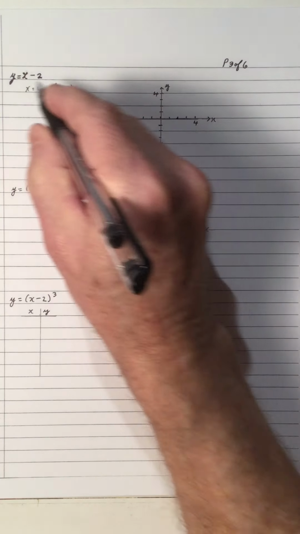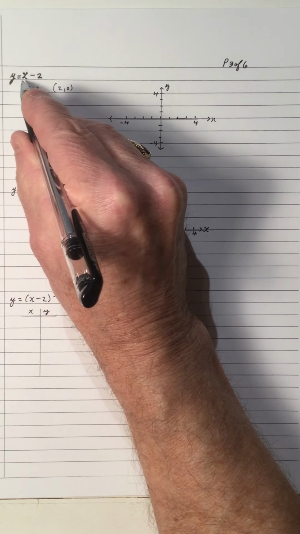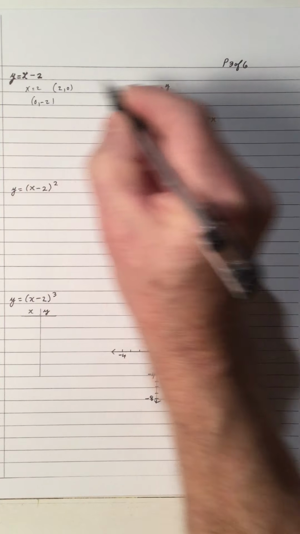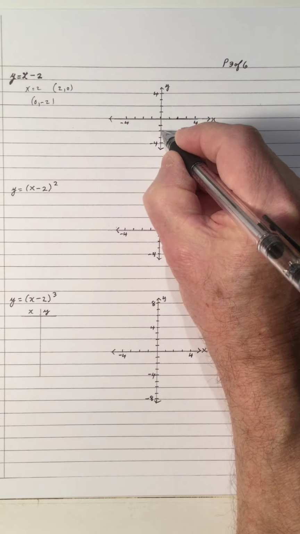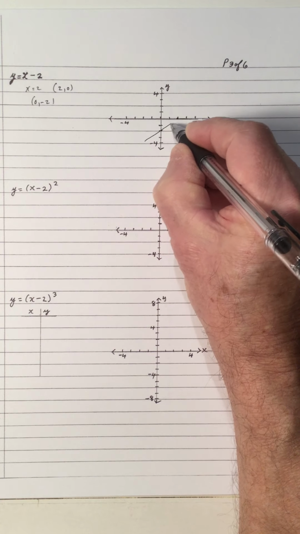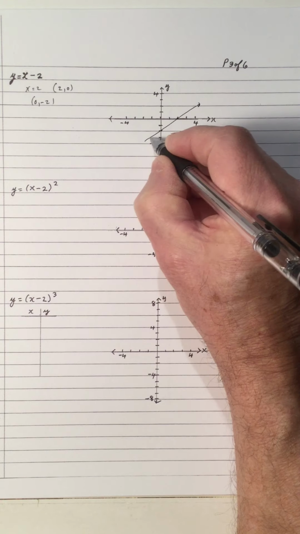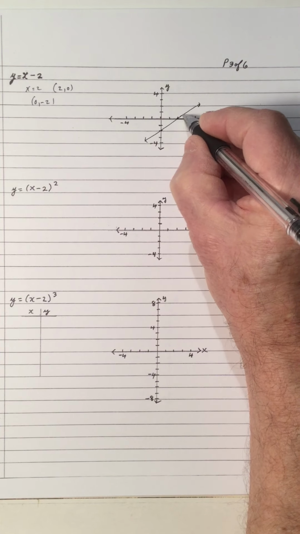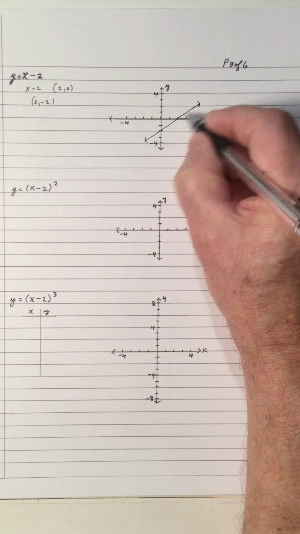So when you let x equal 0, y is negative 2. So this is still the line, but the x-intercept now is 2. So it's moved 2 to the right. And notice it's still positive, going up to the right.